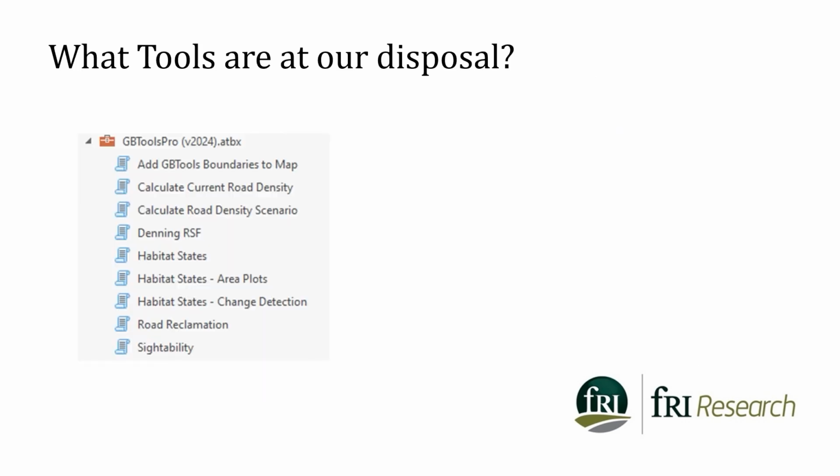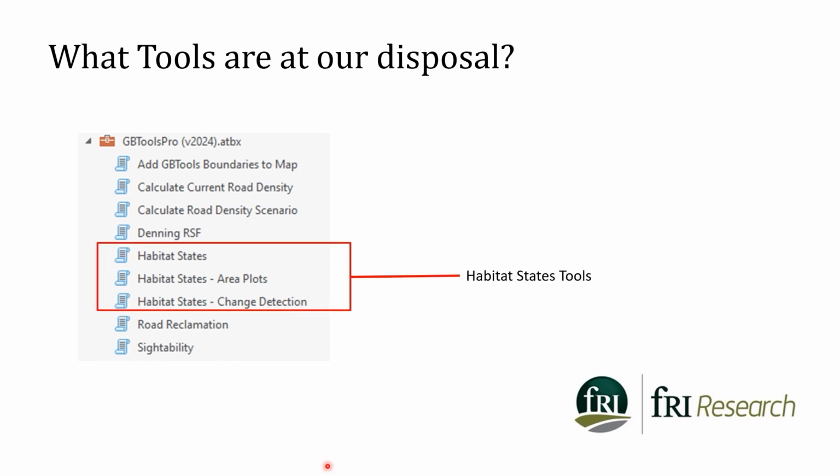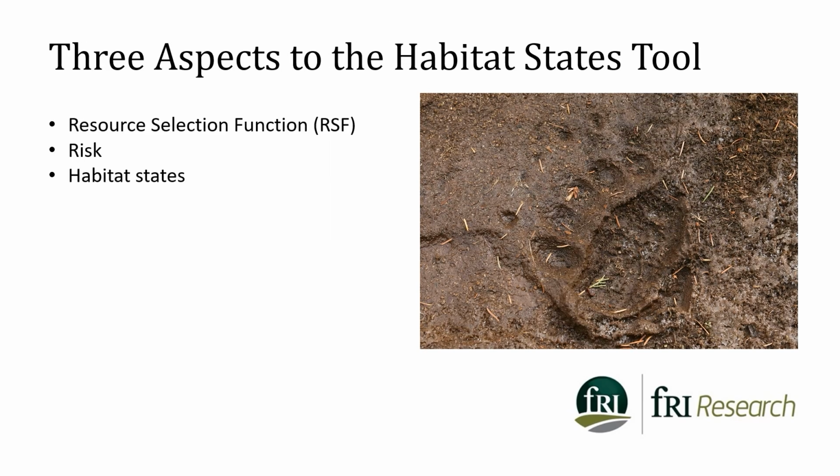So just to go into what tools we have at our disposal, we have our roads tools, we have a Denning RSF tool, we have our Habitat States tool, and we have a Siteability tool. Today, we're going to be going through our Habitat States tools. There are three main aspects of the Habitat States tools. We have our resource selection functions, our risk layers, and our Habitat States layers.